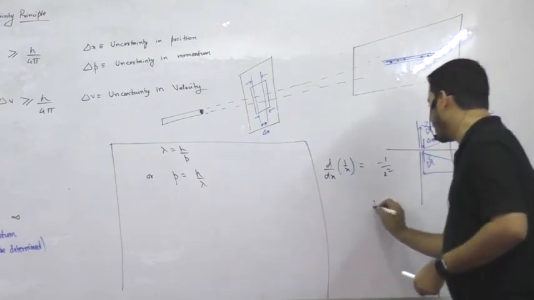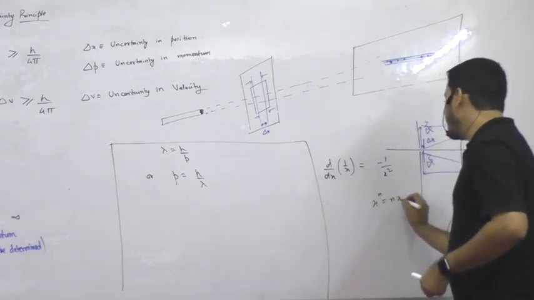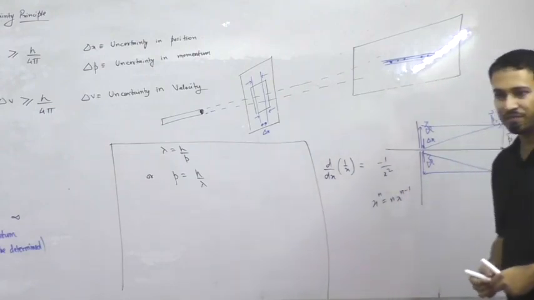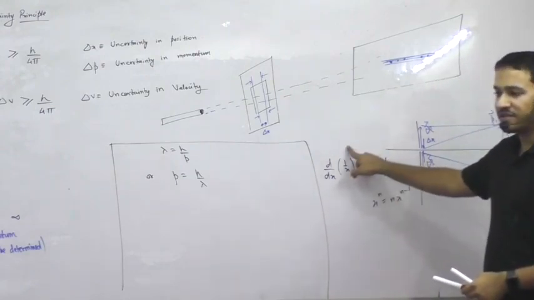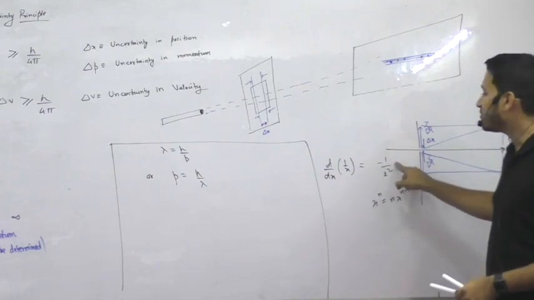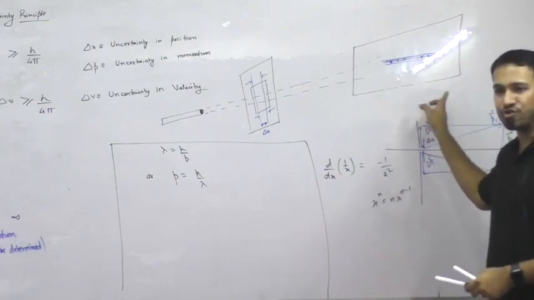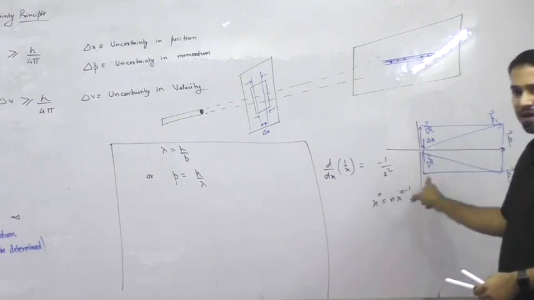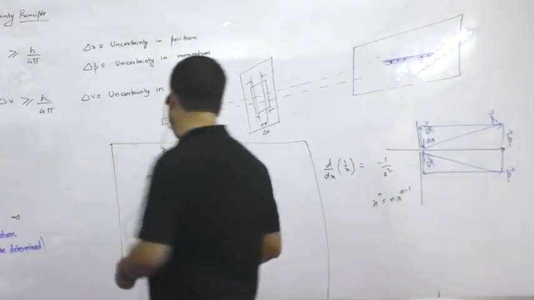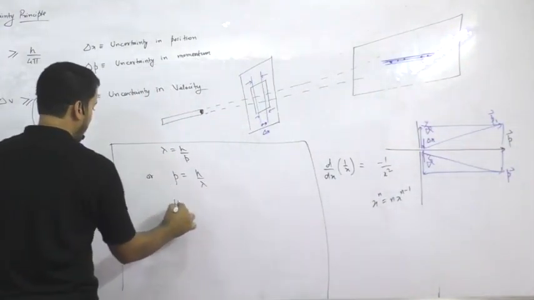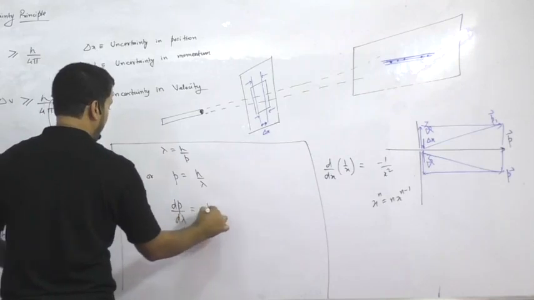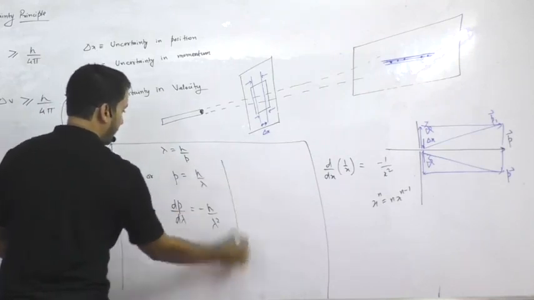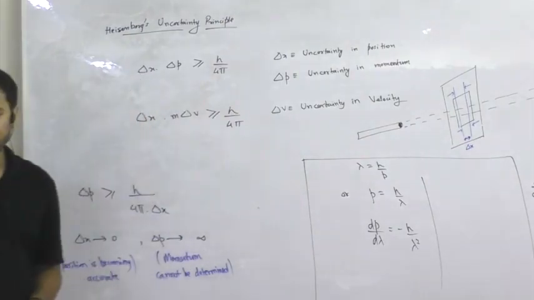Have you people studied this? The differentiation of x to the power n is n into x to the power n minus 1. Right? So this is x to the power minus 1. So this is minus 1 into x to the power minus 1 minus 1. That's minus 2. So that becomes minus 1 by x square. So same thing over here. I'm differentiating with lambda. So this will become dp by d lambda is equal to minus h by lambda square. dp by d lambda is minus h by lambda square.